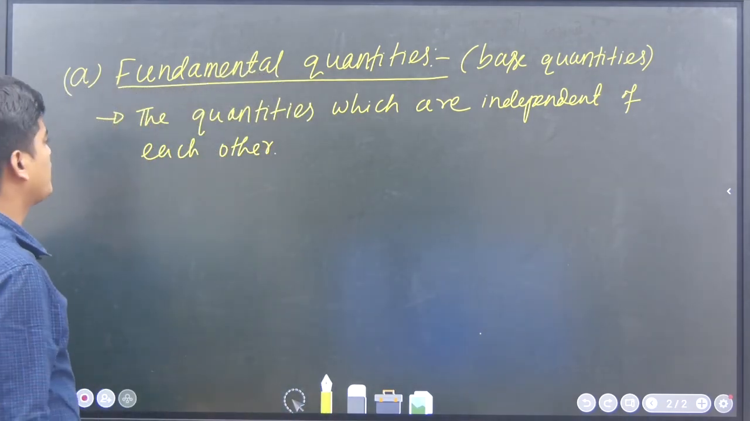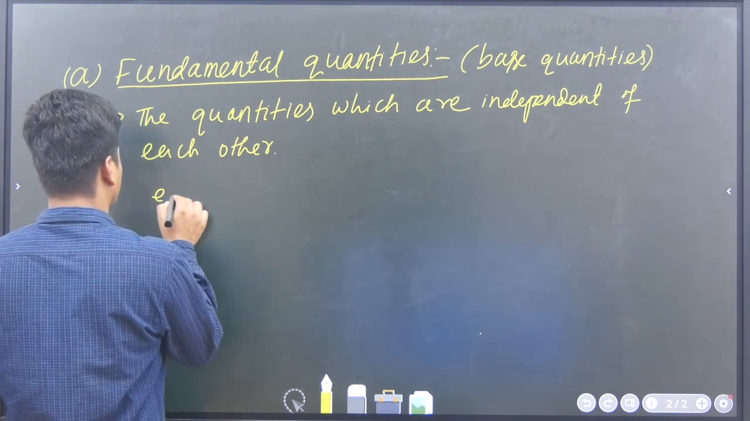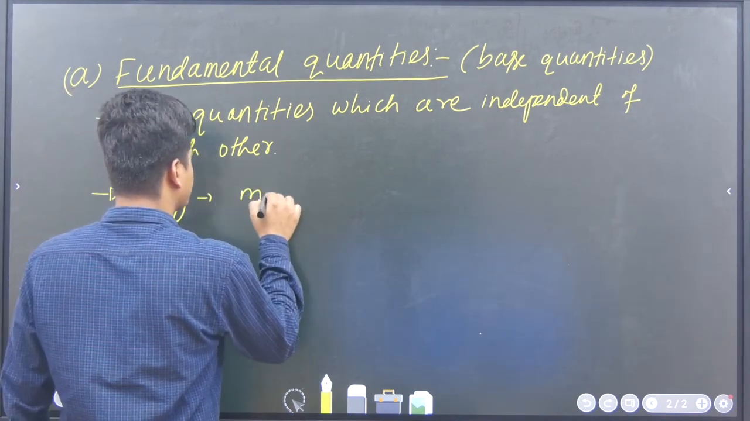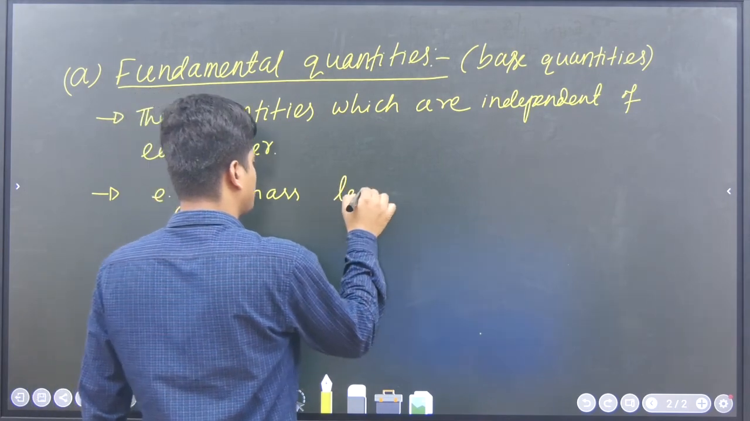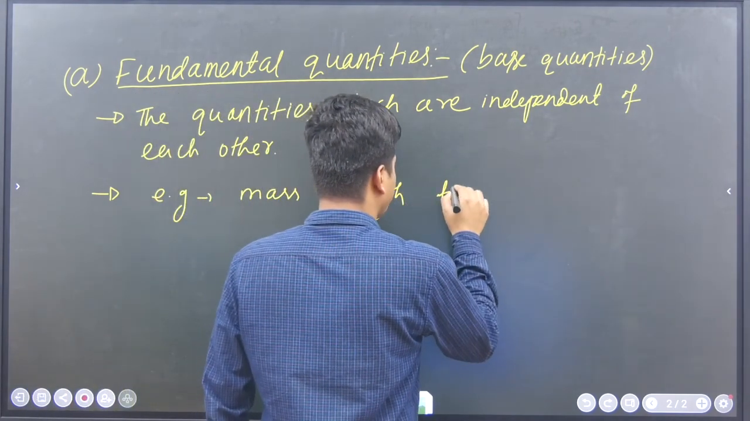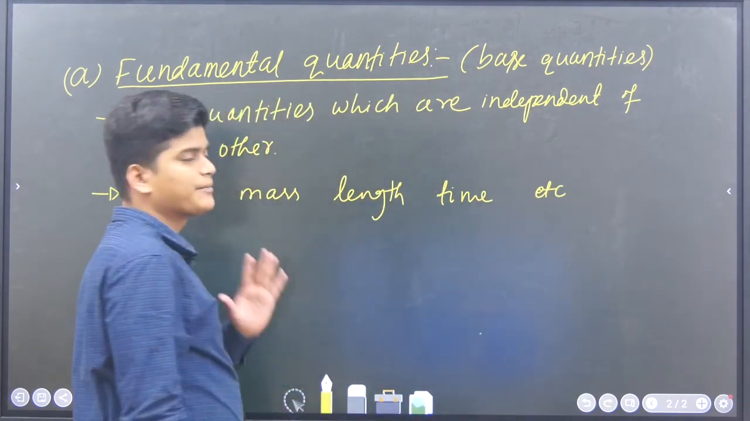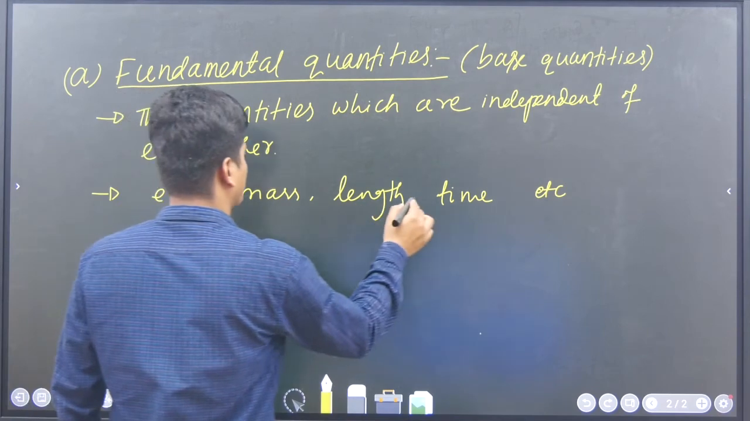So, the quantities which are independent of each other, and if example we want to give. Here this example will be mass, length. Length can be measured independently, length, time, and some other things are there. We will be discussing them, etcetera. I am writing here just for example.